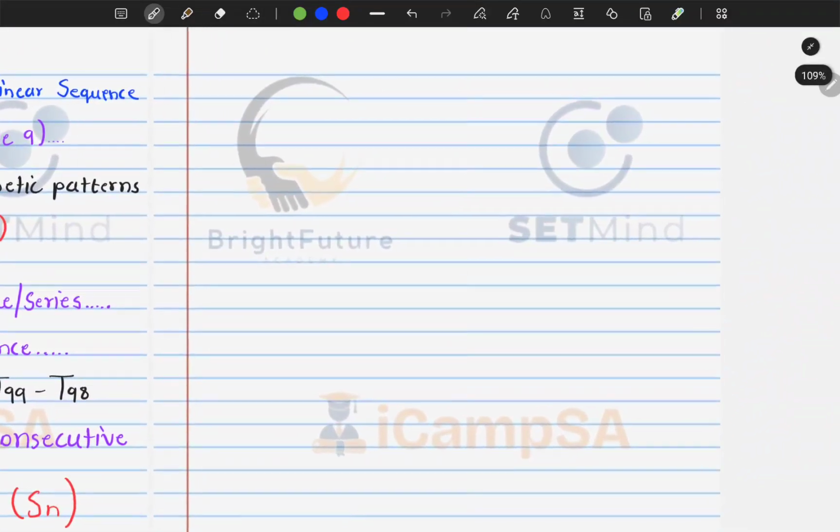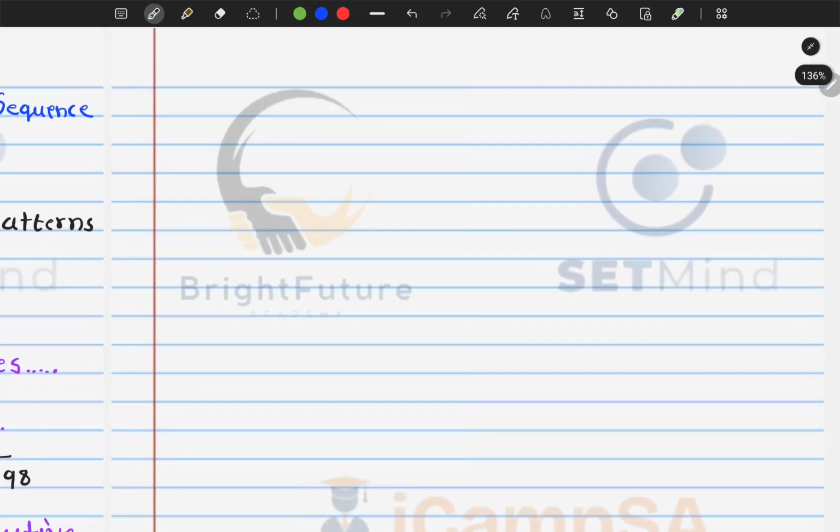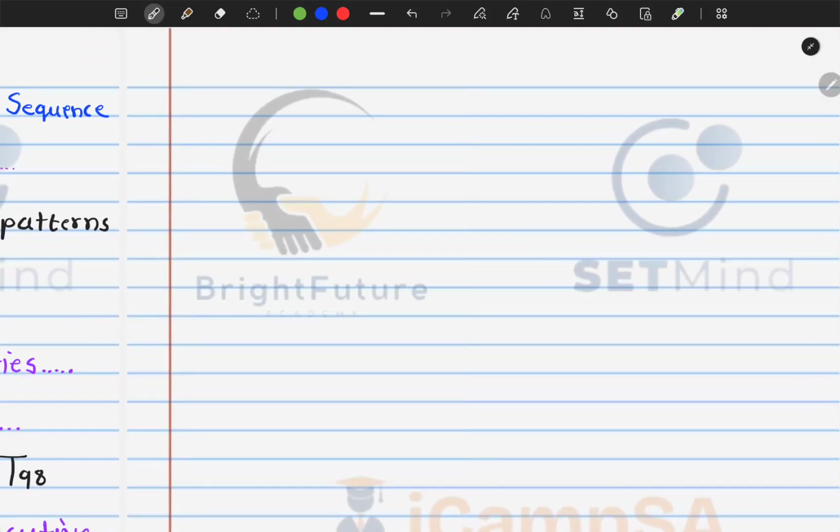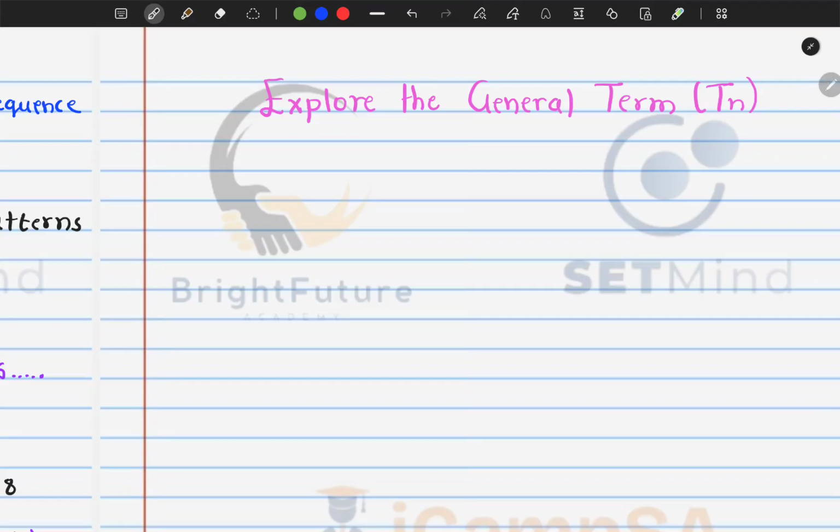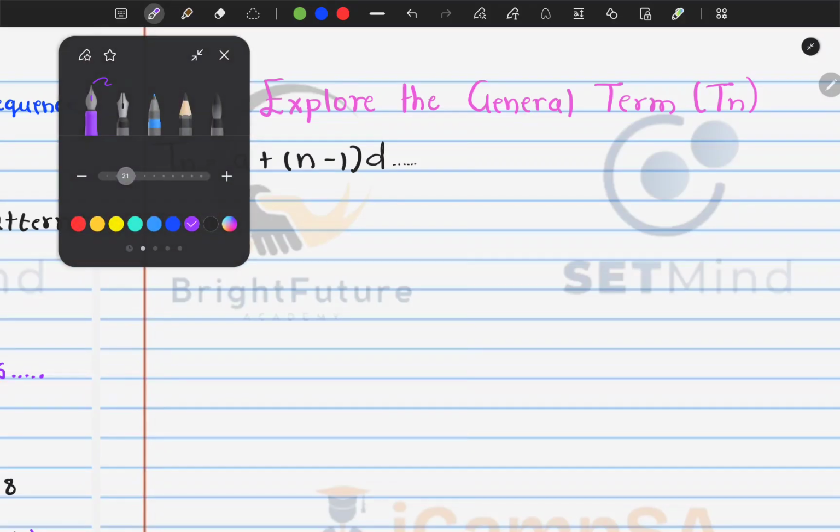So what we need to do next is to quickly explore the general term of an arithmetic sequence. There's some properties which we need to extract, and I want you to see them so that they stick. If you do remember, our general term Tn is given as a plus n minus 1 times d. So what I'm going to do is to determine the first 4 terms of the sequence.